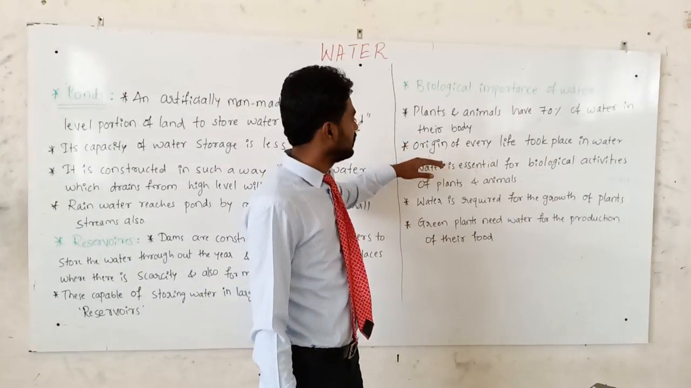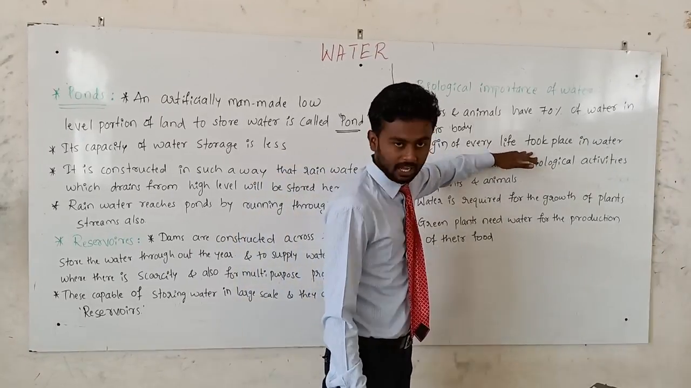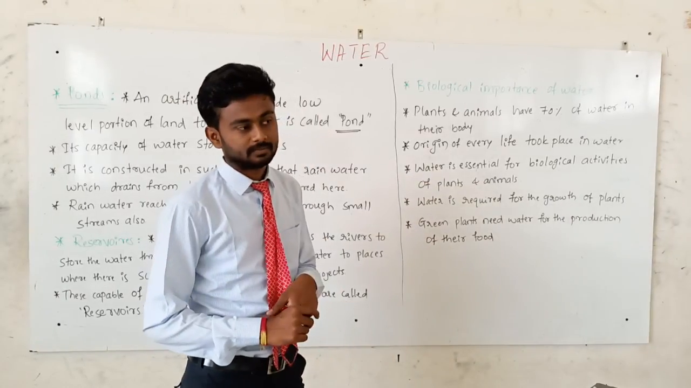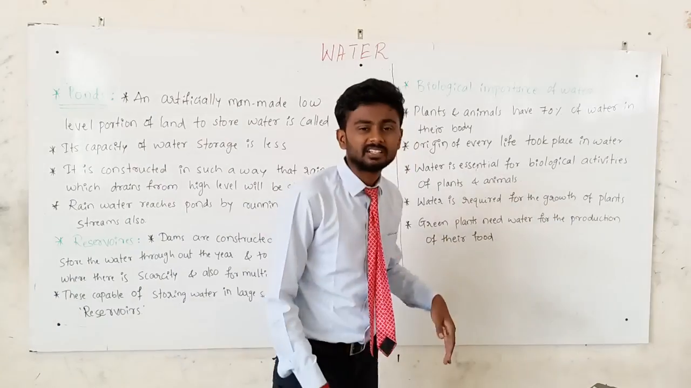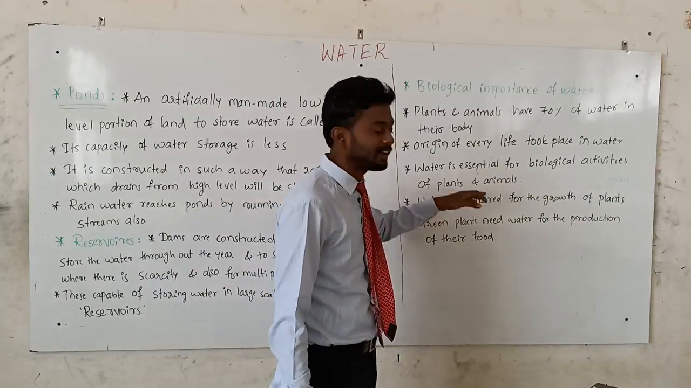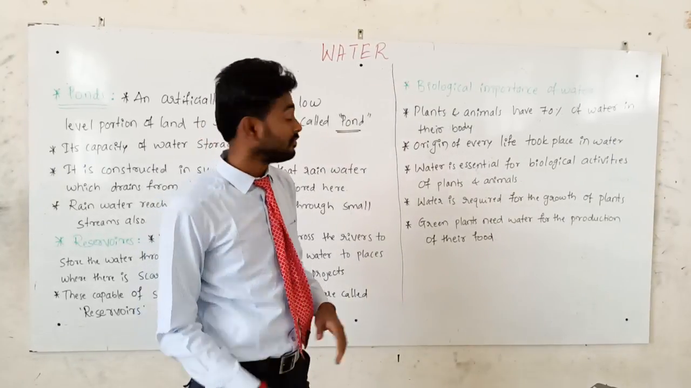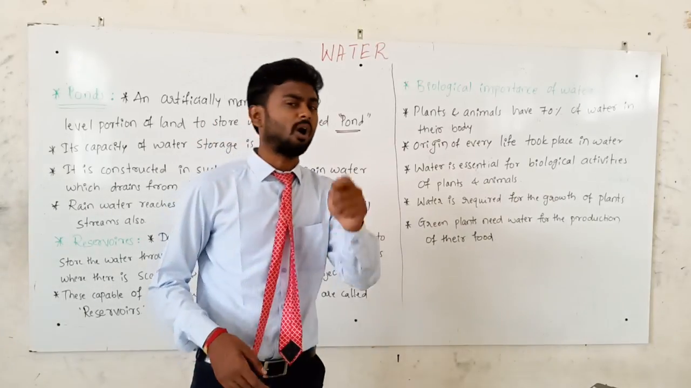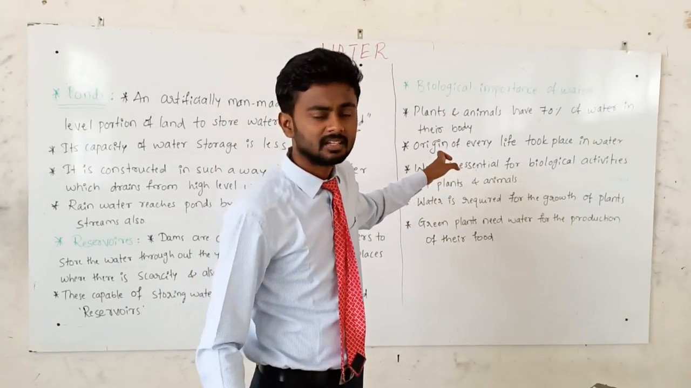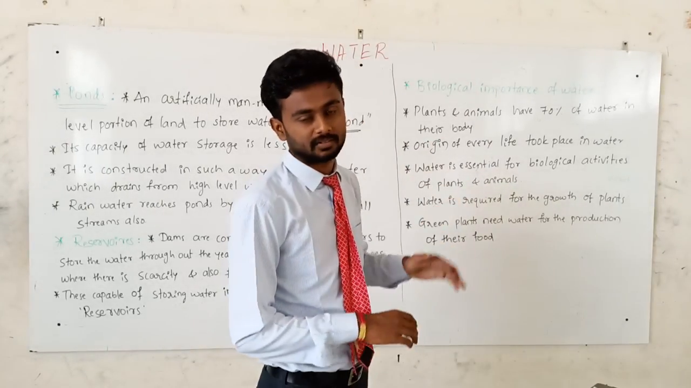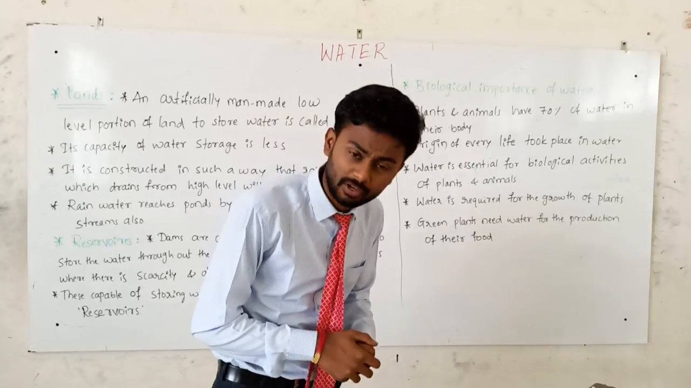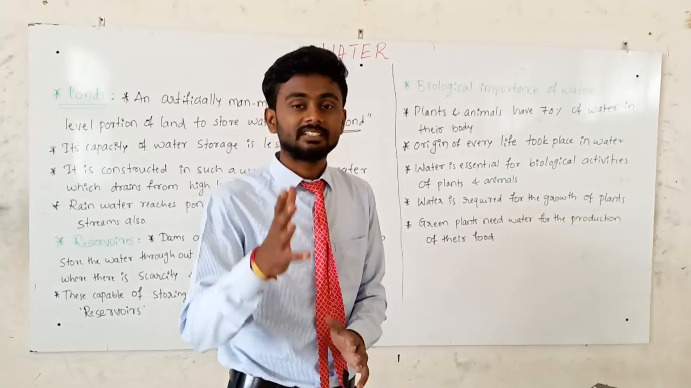Next, the origin of every life took place in the water. Next, water is essential for the biological activities of plants and animals. It means water is necessary for all types of living organisms: plants, animals, birds, all living organisms depend on water. Water is a very important natural resource in the earth system.